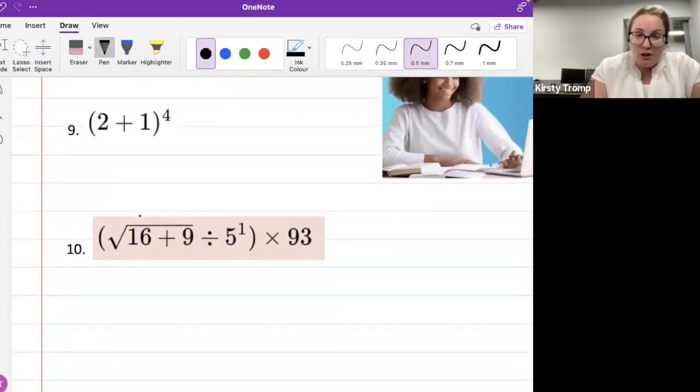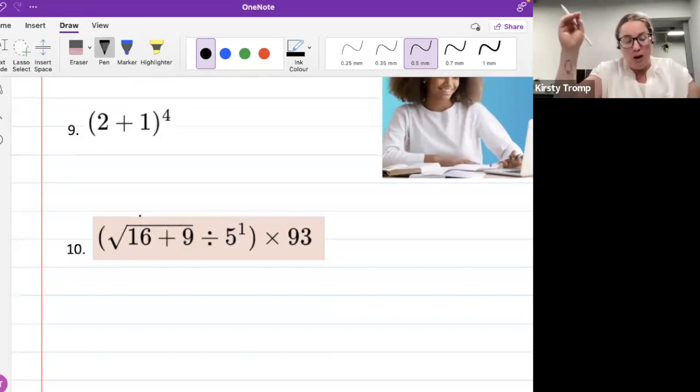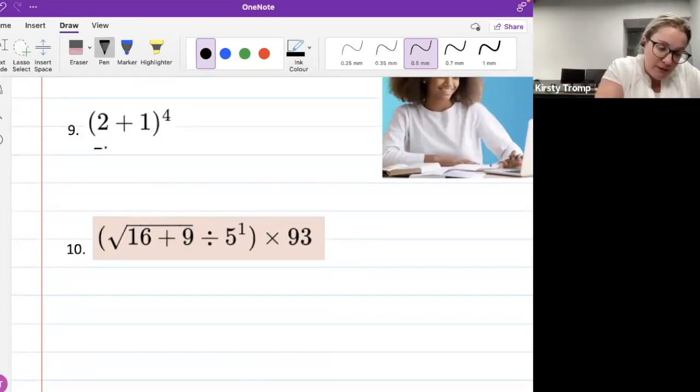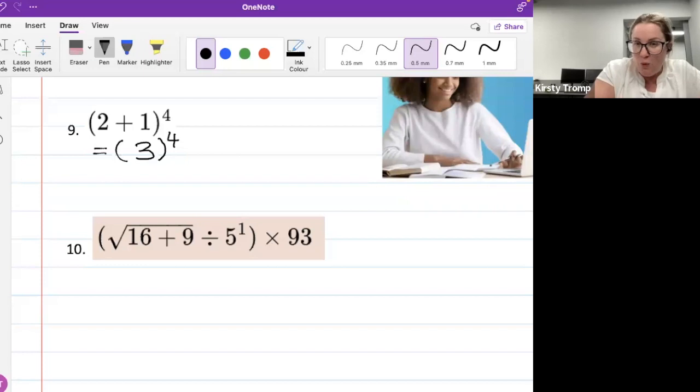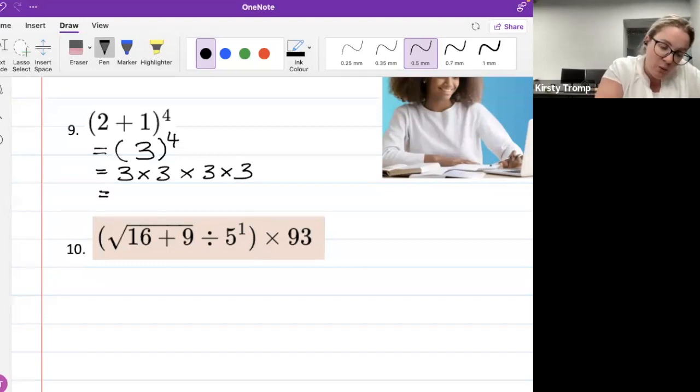In brackets, I've got 2 plus 1, to the power of 4. So remember, what does BODMAS tell me? It tells me I must do the brackets first. So if I'm doing the brackets first, 2 plus 1 is 3. And remember we said we're going to keep the 4 on the outside. Now, what is 3 to the power of 4, everybody? 3 to the power of 4 is the same thing as saying 3 times 3 times 3 times 3. And when I work that out, my answer is going to be 81.